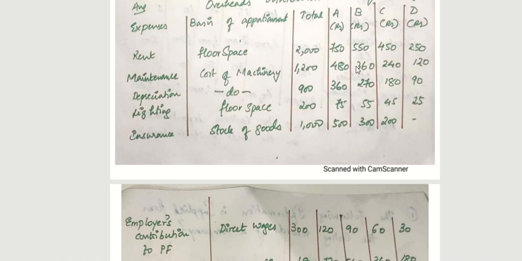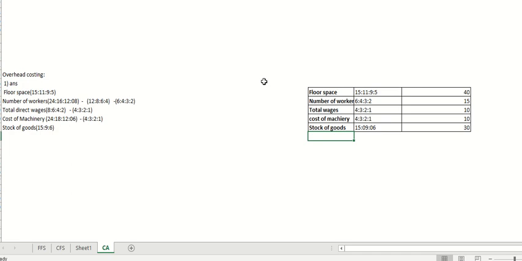So like that you will apportion the expenses based on the ratio of the basis. Then your maintenance, cost of machinery ratio. So what is your cost of machinery ratio?